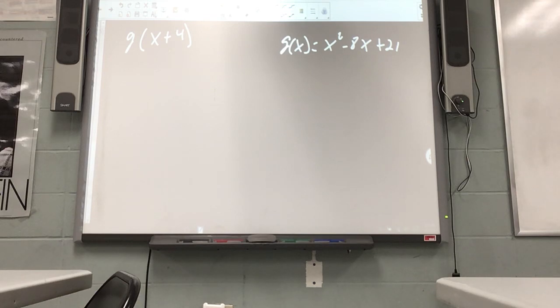So everywhere there's an x in that, I'm going to substitute it with x plus 4. So instead of x right here, I'm going to put x plus 4, but then that squared is still on it. Minus 8, instead of x, I'm going to put the x plus 4, and then plus the 21.